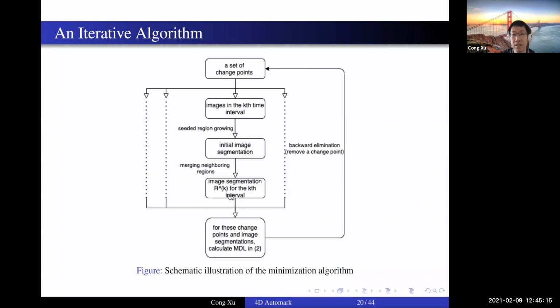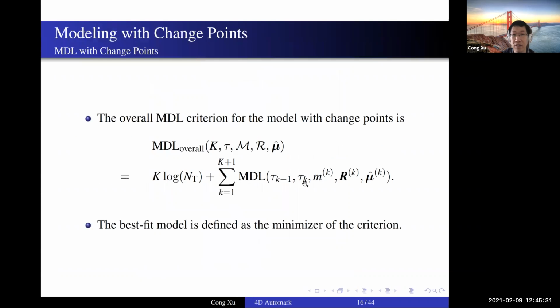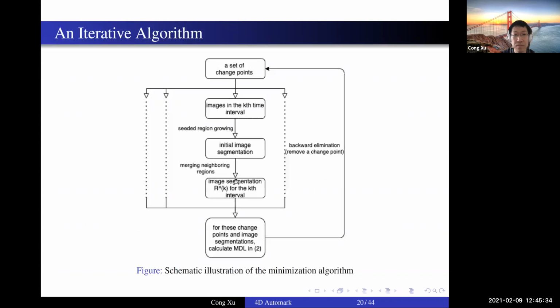So for the k-th time interval, we'll talk about this part later. First we get an image segmentation for the k-th time interval, and this one is like the minimizer of the MDL in that part. And then we just need to put all of them together. Then we can calculate the corresponding MDL for this set of change points. So for this set of change points, we have a given MDL.